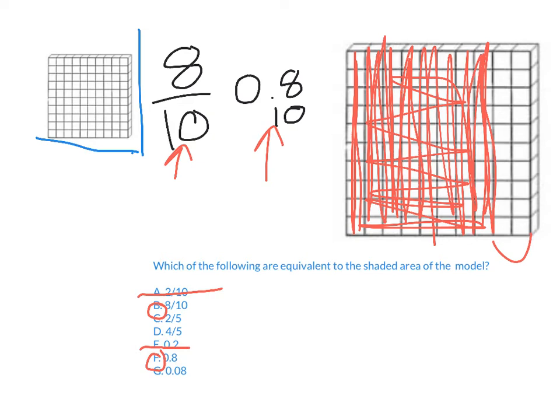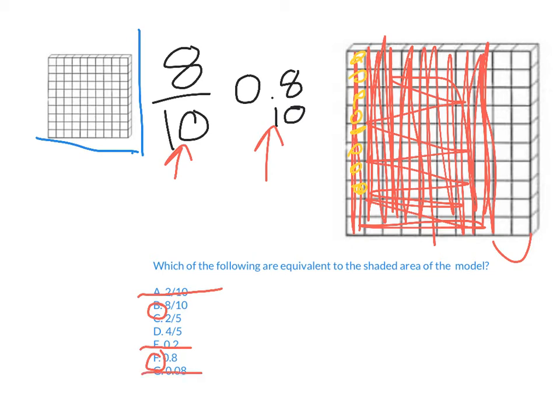Now, I almost picked G down here, but I realized that says 8 hundredths, which would look like this: 1, 2, 3, 4, 5, 6, 7, and 8, because I know hundredths are the small little cubes because it takes 100 of them to make a whole. So I can eliminate G.